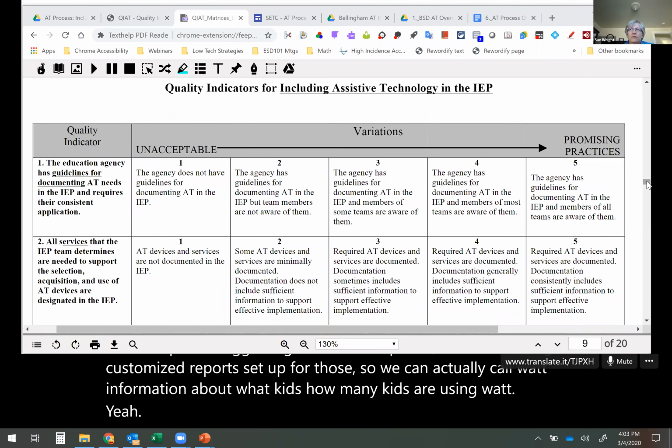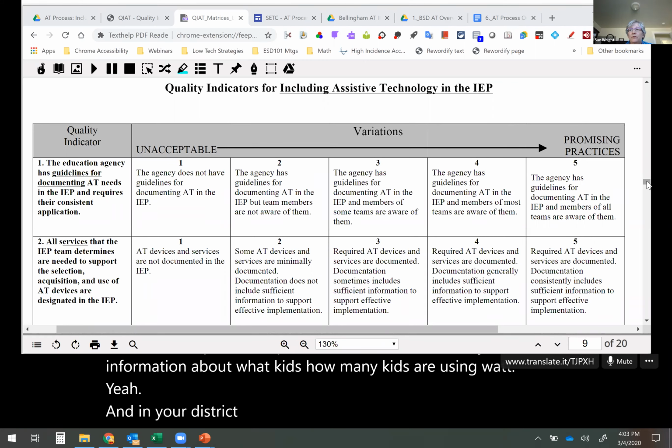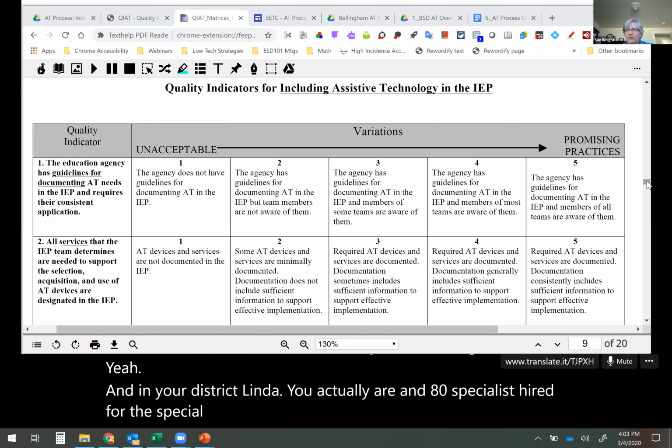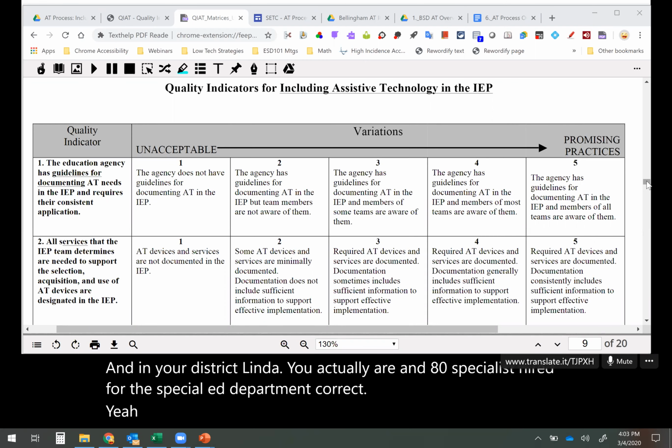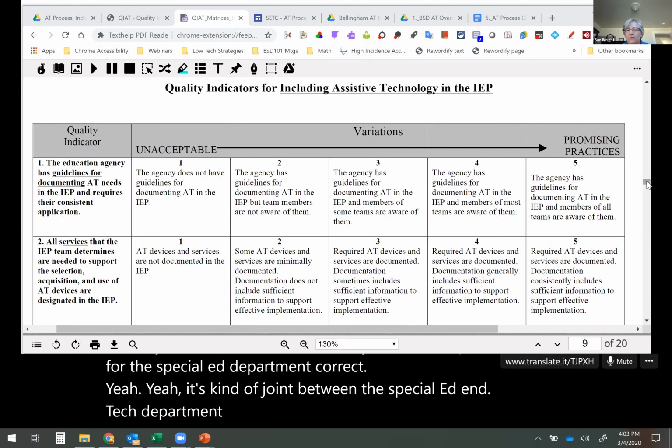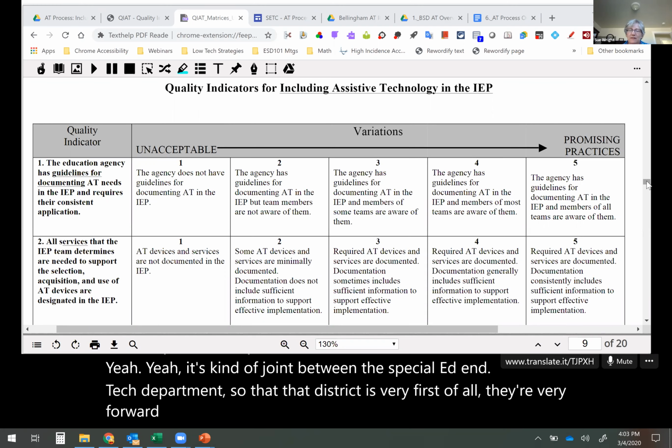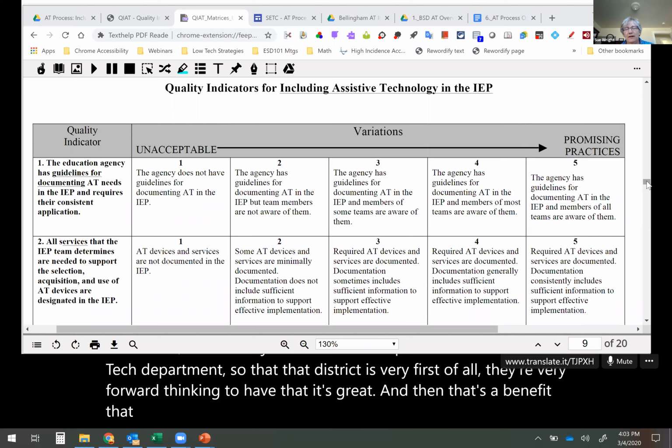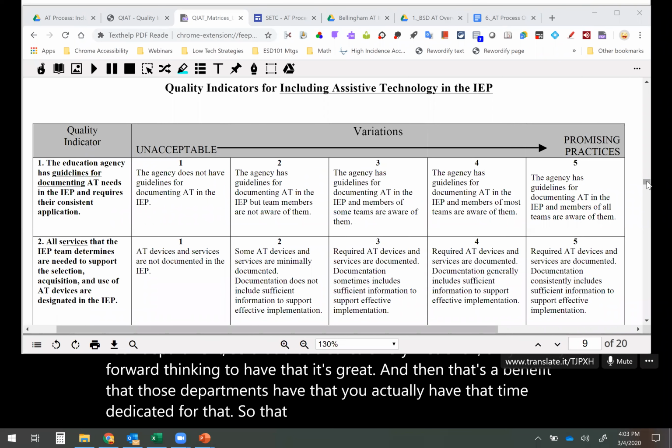And in your district, Linda, you actually are an AT specialist hired for the special ed department, correct? Yes. Actually, it's kind of joint between the special ed and the ed tech department. So that district is very, first of all, they're very forward thinking to have that. It's great. And that's a benefit that those departments have, that you actually have that time dedicated for that. So that's great. Absolutely. Yep.